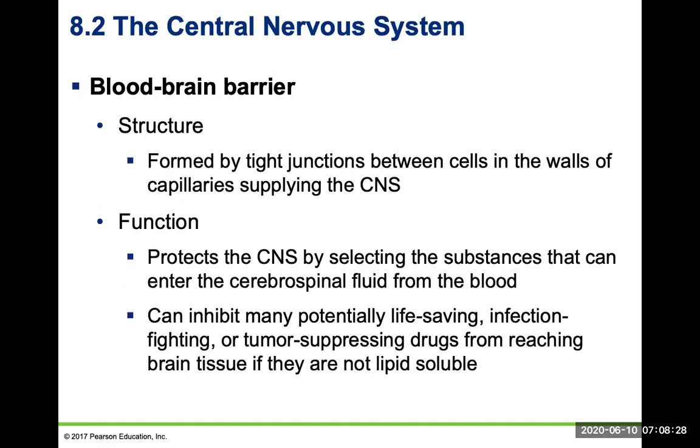The blood-brain barrier is formed by tight junctions between cells in the walls of capillaries supplying the central nervous system. And your blood-brain barrier is important for protecting your central nervous system by selecting which substances can enter your cerebral spinal fluid from the blood. So your blood-brain barrier can inhibit many potentially life-saving, infection-fighting, or tumor-suppressing drugs from reaching brain tissue if they are not lipid-soluble. If they're lipid-soluble, they could pass through it.